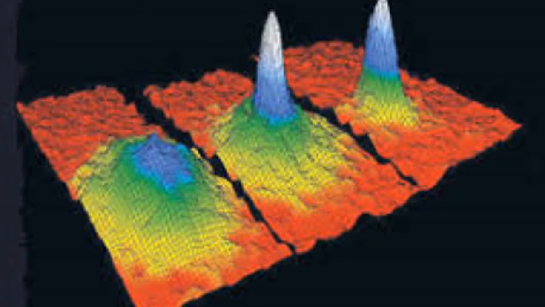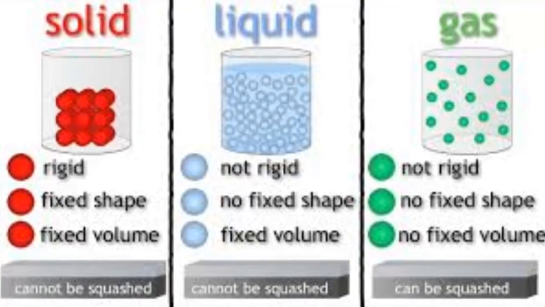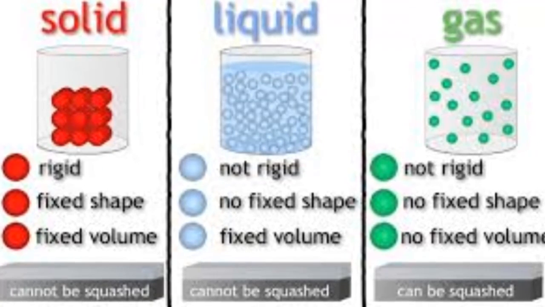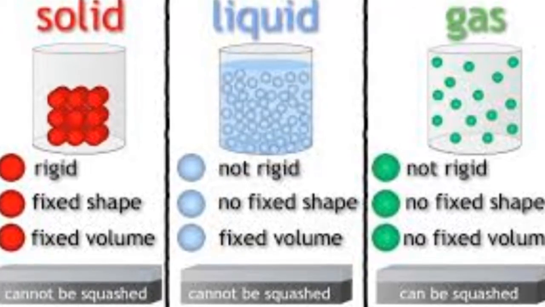Now let's deal with solid, liquid, and gas. Solid: the molecules in a solid are just like close friends, so they exist close to each other. Very close means very close. So the molecules are packed close to each other, tightly packed.